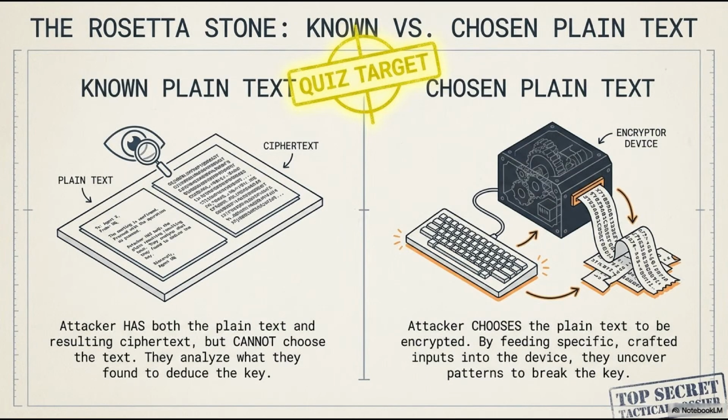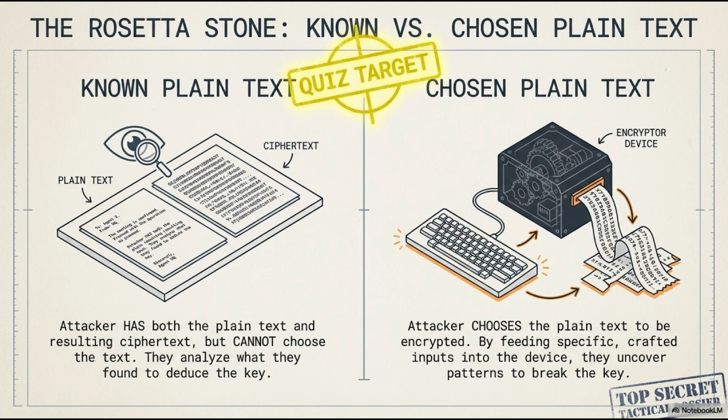The Rosetta Stone. Known versus chosen plaintext. Honestly, it's so easy to get known and chosen mixed up. How do we keep them straight? Let's break it down based on the quiz data. With known plaintext, the attacker has both the plaintext and the resulting ciphertext. But, and this is the key, they cannot choose the text. They just analyze what they found to make conclusions and deduce the key.